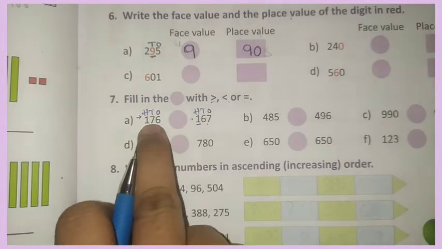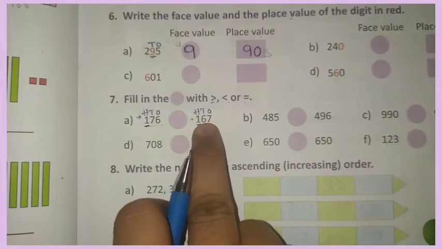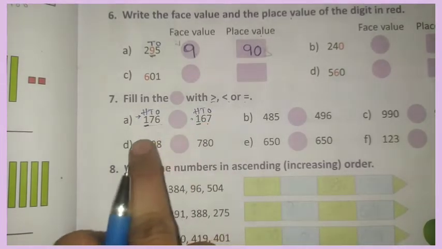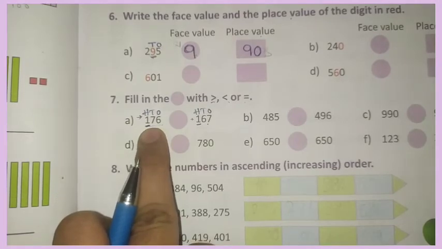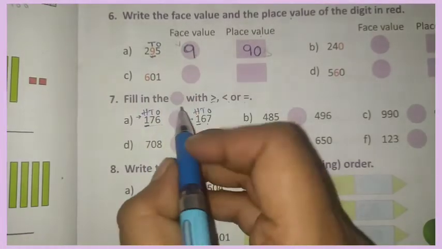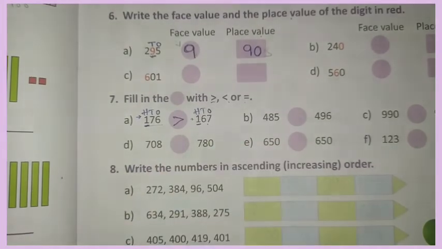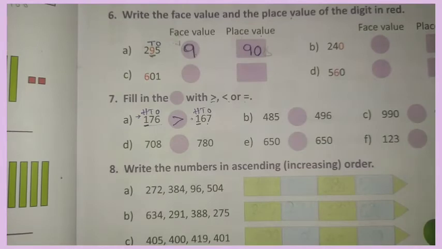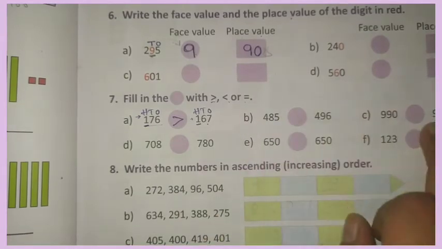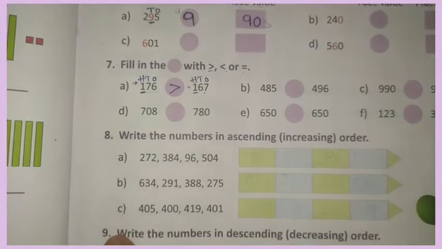So we have to compare the next digit. Here 7 is there, here 6 is there. Of 7 and 6, 7 is the bigger number. Yes, 7 is the greater number. So we'll get the greater than symbol. 176 is greater than 167. Like this, complete all these bits.